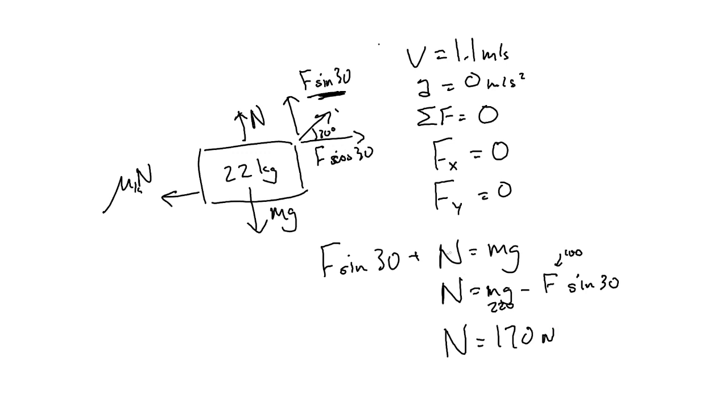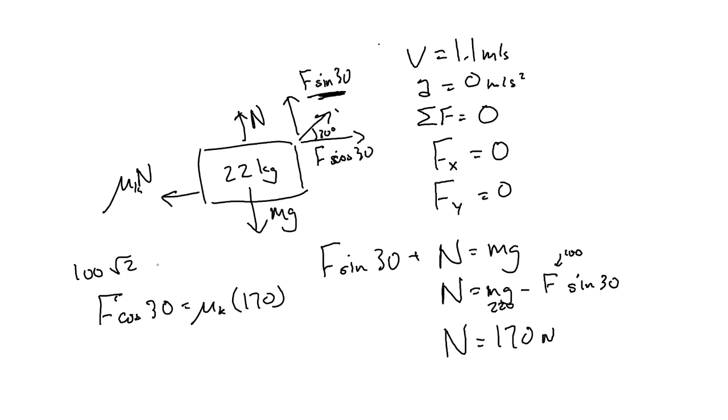So now it's time for our force in the x direction. Since this is also net zero, we know that our force cosine of 30 is going to be equal to our mu k N, which now we know N is 170. This is going to be 100 times the square root of 2, and if we just do 100 square root of 2 divided by 170, we get our coefficient.